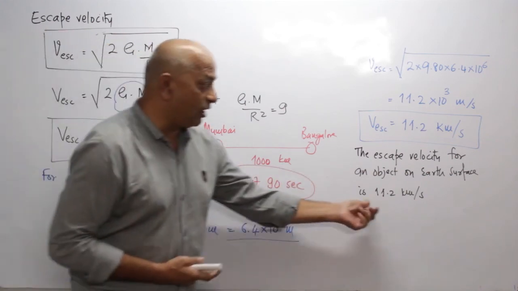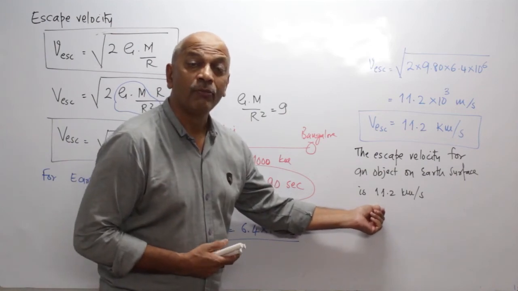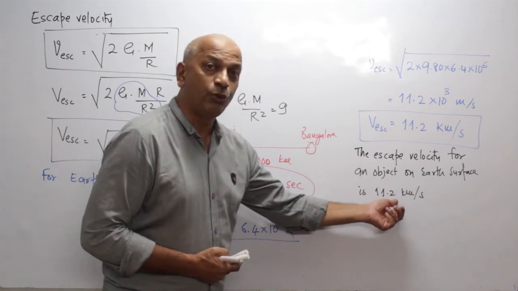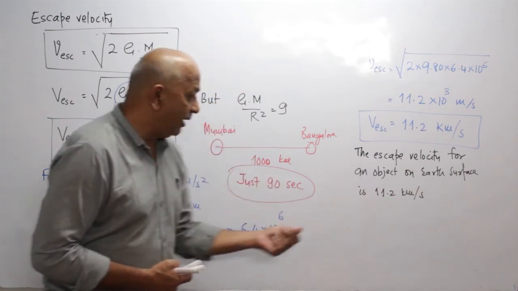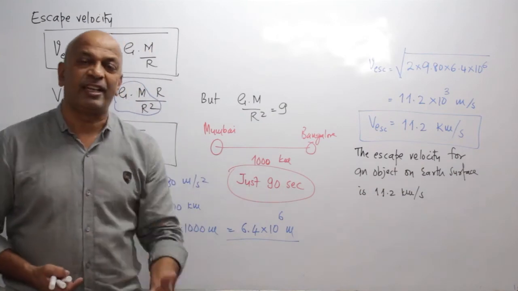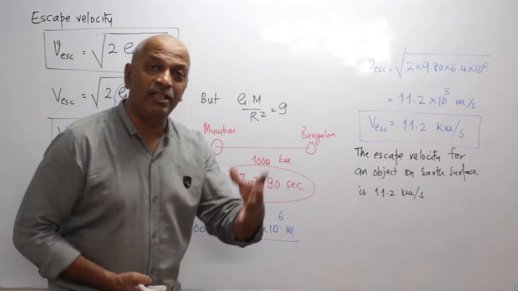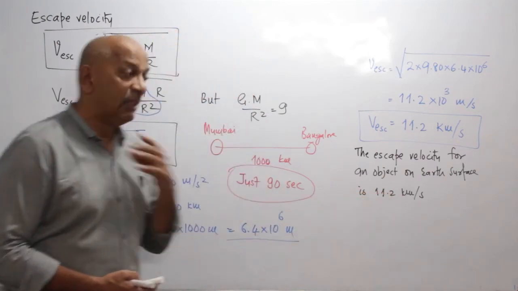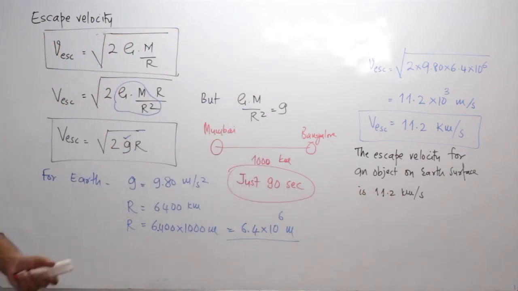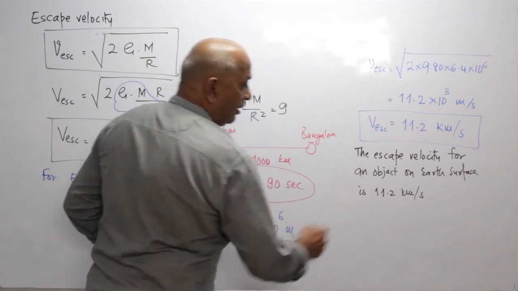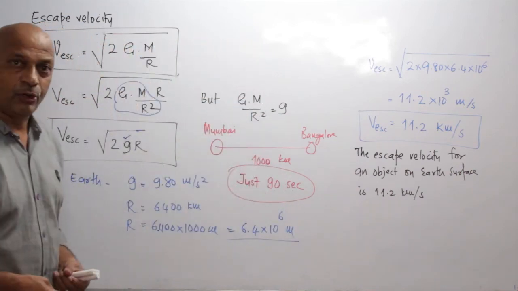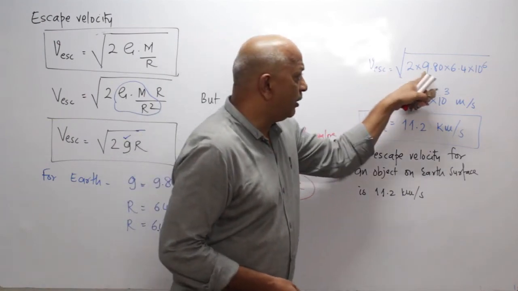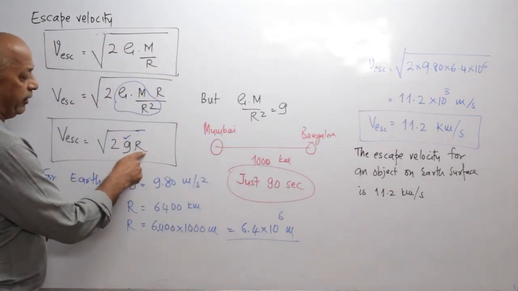That means if you launch a rocket from Mumbai at the speed of 11.2 km escape velocity, then it will reach Bangalore within 90 seconds. So you can imagine how fast it is. So this is the speed or the velocity required. When we calculated this velocity, the formula is under root 2gR.